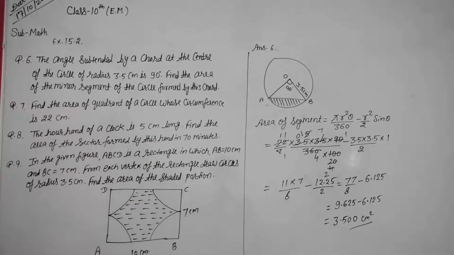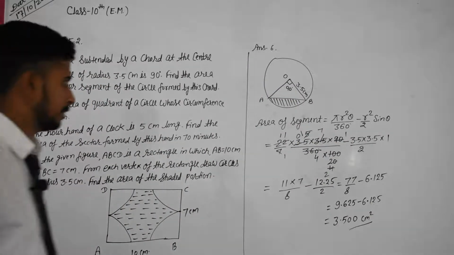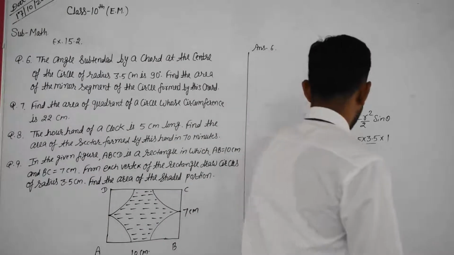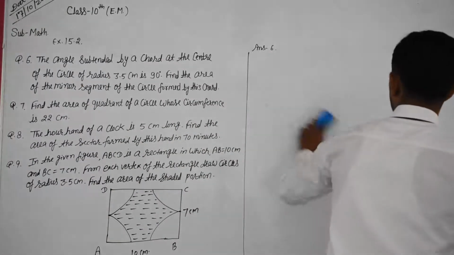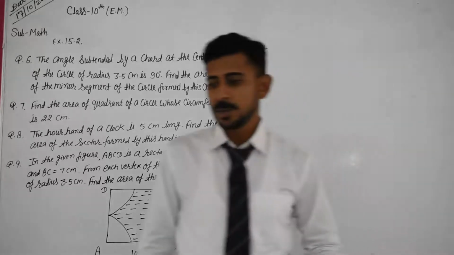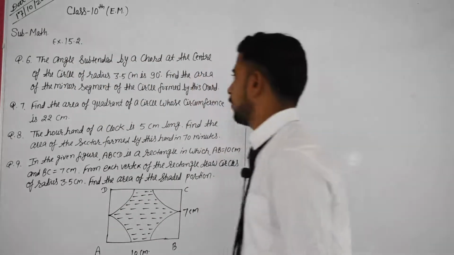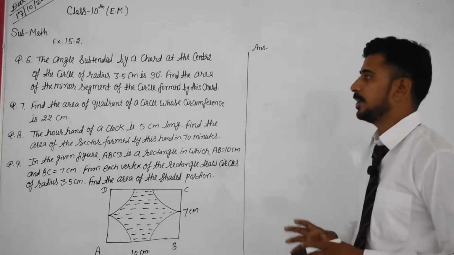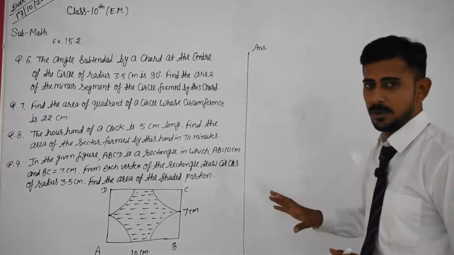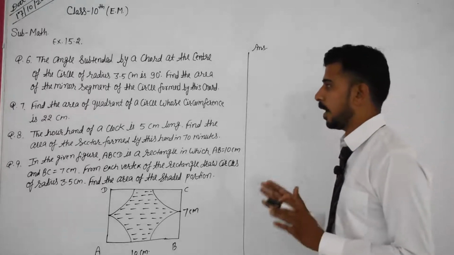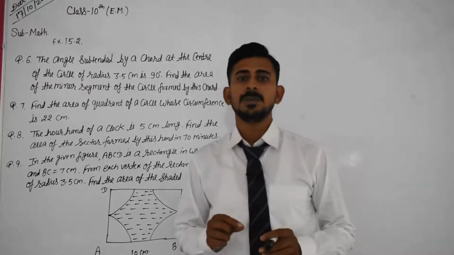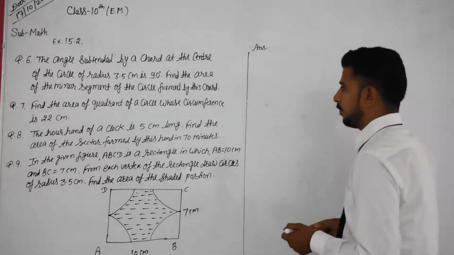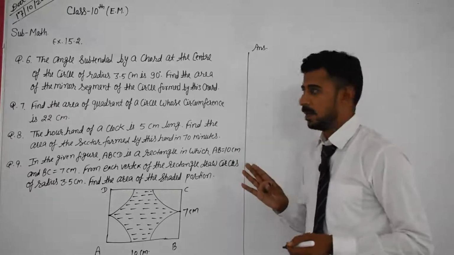Now next question is question number 7. Find the area of the quadrant of a circle whose circumference is 22 centimeter. Circumference is given and we want the area of the quadrant. Quadrant means the fourth part of a circle. If we want the area of the quadrant, then first we want the radius of the circle.